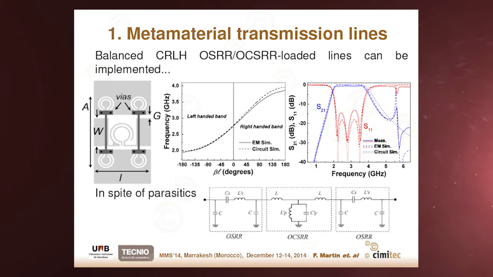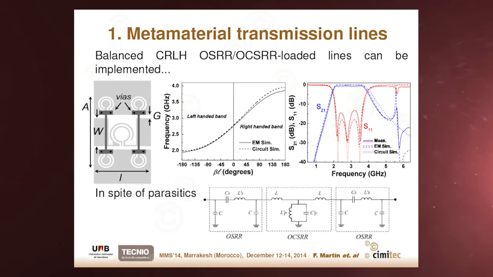as can be seen in this diagram, this dispersion diagram. This is a balanced structure with the left-handed band and the right-handed band corresponding to this topology. And here I show you the transmission S21 and S11. And this can be done in spite of the fact that there are parasitics in this structure, and these parasitics are essentially these capacitors here and this inductance here, and are due to the fact that there is always some phase shift in the unit cell of these lines.